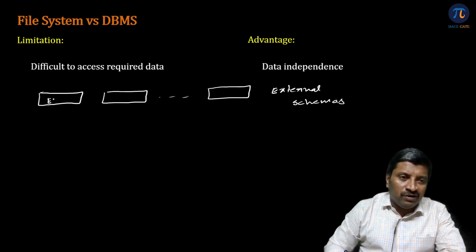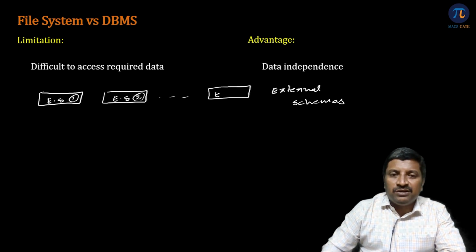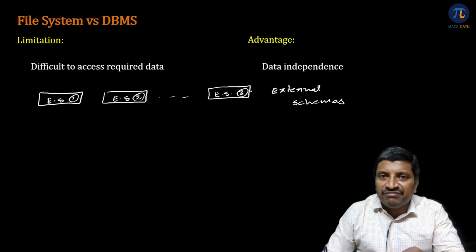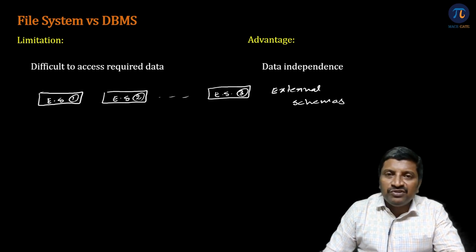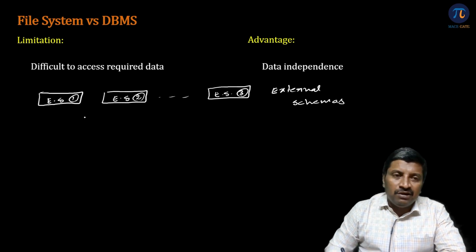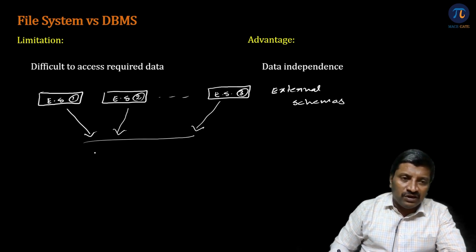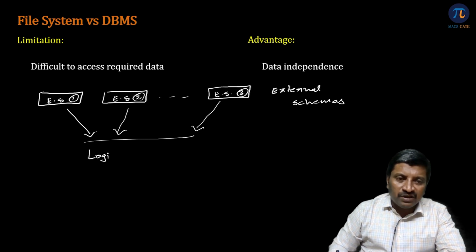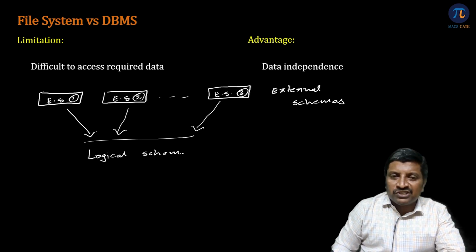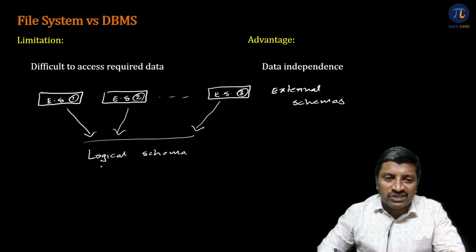I may have one external schema. This is my first external schema. This is my second external schema. This is my third external schema. We can say these are different views with which the users can access the data. All these schemas or views are connected to the logical level or logical schema.